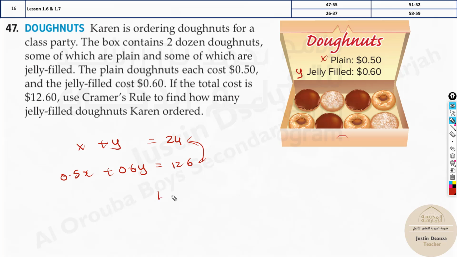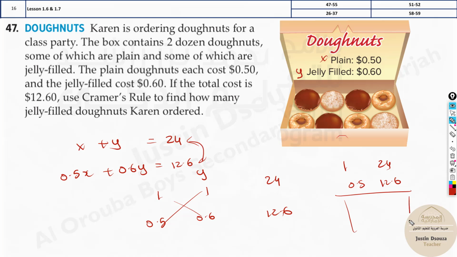Over here, what are the coefficients? It's 1, 1, 0.5, 0.6, and then what do we have? 24 and 12.6. Find the determinant, swap these x values by 24 and 12.6 and so on. Now over here you don't need to do it for x and y. You just need jelly filled, right? Jelly filled is y. So all you need to do is 1, 24, 0.5, 12.6. That's it. Divided by the determinant of the coefficient matrix. That'd be 0.6 minus 0.5, it's 0.1.